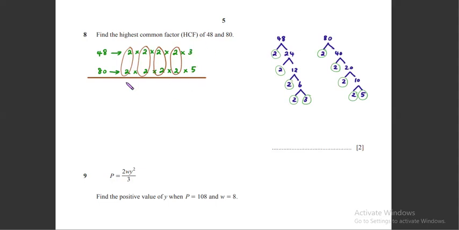So we can skip those, which means the highest common factor will be the product of these groups. From each group, you pick one number, and to find the highest common factor, you multiply them. So 2 times 2 times 2 times 2 gives us 16, which means 16 is the highest common factor. This is the largest number that can divide both 48 and 80.